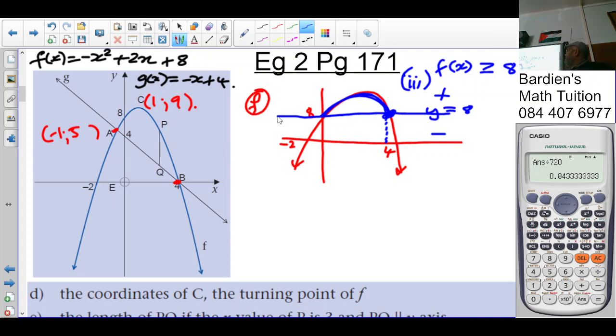Substitute y is equal to 8 into the parabola's formula. By doing that, we'll get the corresponding x values at which the parabola is equal to 8. Make sense? So we say 8 is equal to negative x squared plus 2x plus 8. You see, my guess was wrong. It was actually 2.